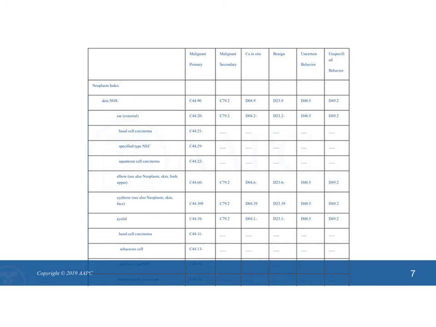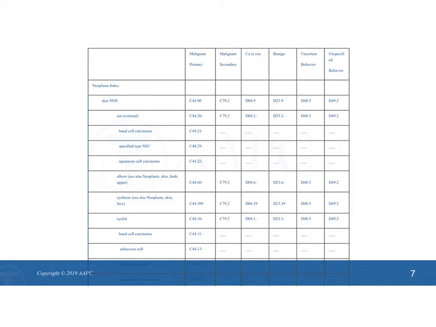This table here is an excerpt from your neoplasm table from your ICD-10-CM codebook. And if you notice, there are several columns. The first column states malignant primary. That is where the cancer would have begun. Malignant secondary, the second column, that is where the cancer would have moved to, metastasized to, grew to, extended to, or METS, M-E-T-S. CA in situ is the third column.